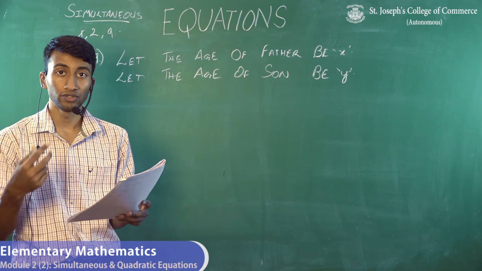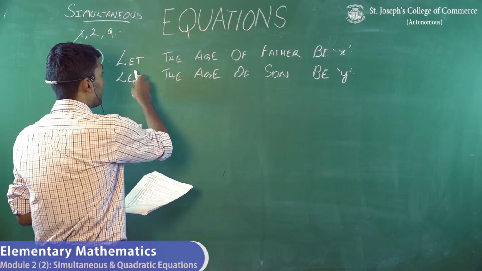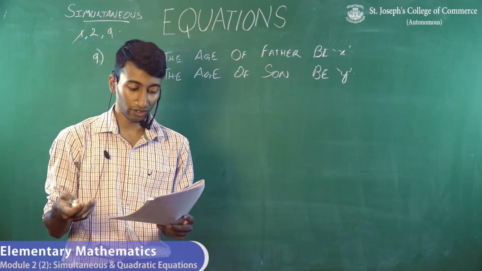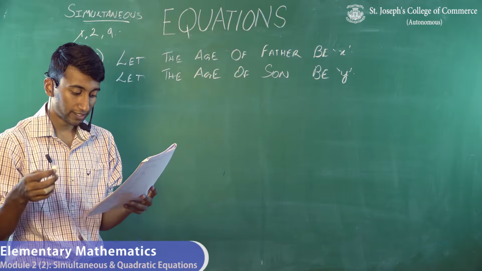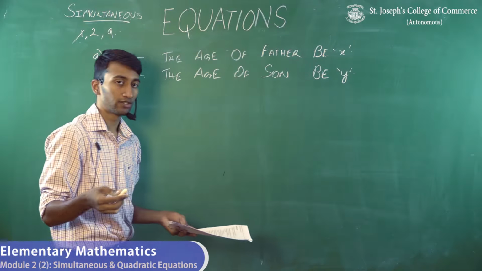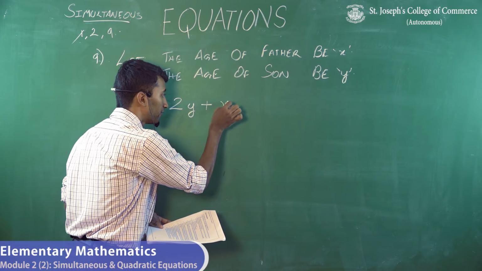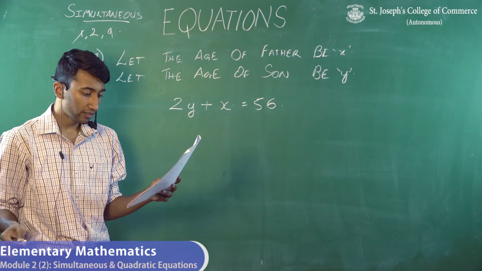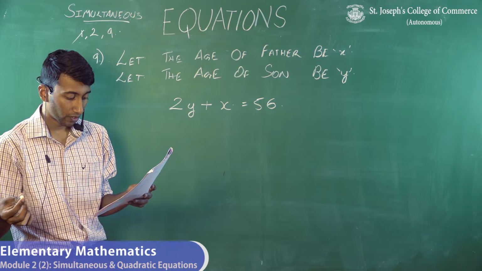Since you don't know two things, that is the age of the father and the age of the son, those are the two variables. Let the age of the father be x and let the age of the son be y. That's the way we're going to solve the sum now. As the question says, if twice the age of the son is added to the age of the father, so the age of the son is y, so 2y is added to the age of the father, the sum is 56. And if twice the age of the father is added to the age of the son, the sum is 82.